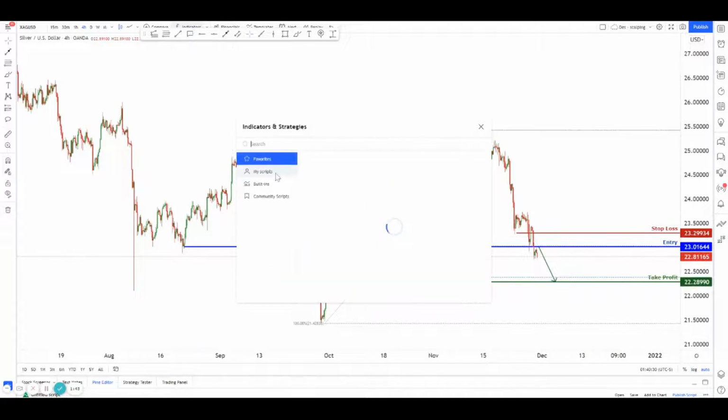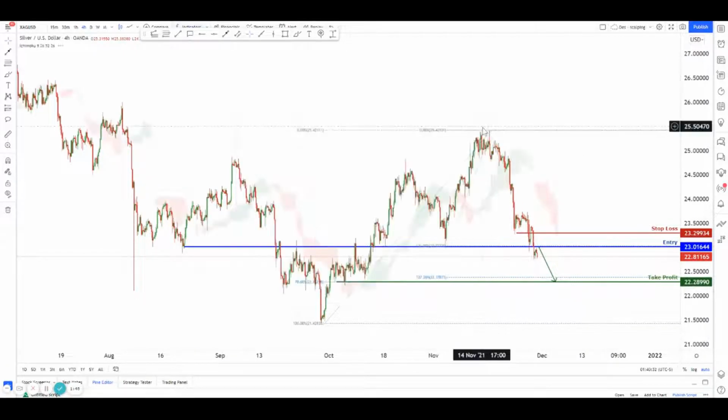With our indicators, we can just throw on our Ichimoku cloud. You can see that there's nice little bearish momentum driving prices down. So these are some of the factors lining up on why we should be looking to short below this level. I think it's the 23.01 level for a push down to 22.28 for silver.